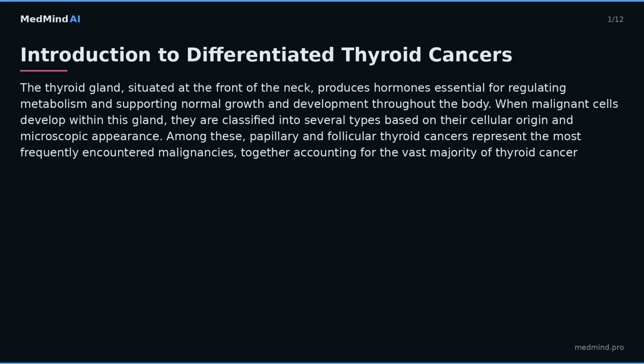Introduction to differentiated thyroid cancers. The thyroid gland, situated at the front of the neck, produces hormones essential for regulating metabolism and supporting normal growth and development throughout the body. When malignant cells develop within this gland, they are classified into several types based on their cellular origin and microscopic appearance. Among these, papillary and follicular thyroid cancers represent the most frequently encountered malignancies, together accounting for the vast majority of thyroid cancer diagnoses. Both belong to a broader category known as differentiated thyroid carcinomas because their cellular characteristics retain some similarity to normal thyroid tissue.